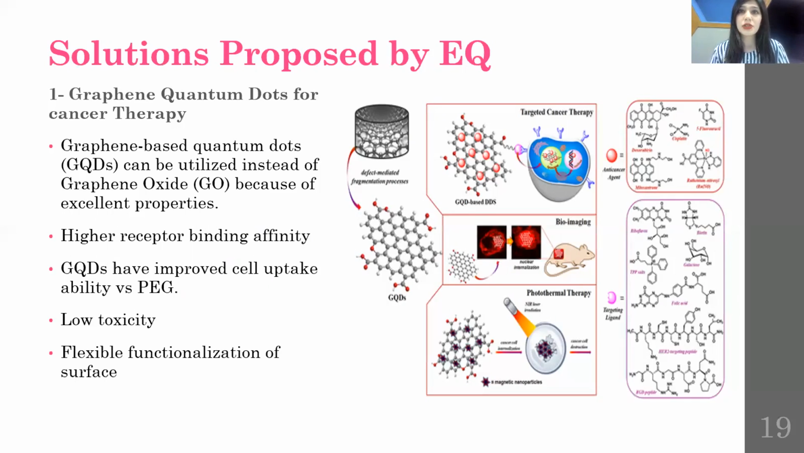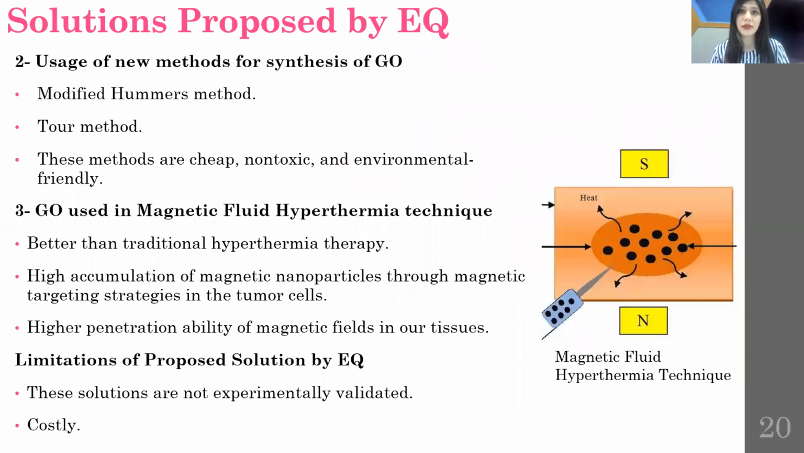Graphene-based quantum dots, due to low toxicity and flexible functionalization of surface, can be functionalized with different materials for applications in drug delivery, cancer therapy, and bioimaging. So instead of graphene oxide, it is proposed to use quantum dots based on graphene and functionalize them with appropriate materials to reduce toxicity for cancer therapy.